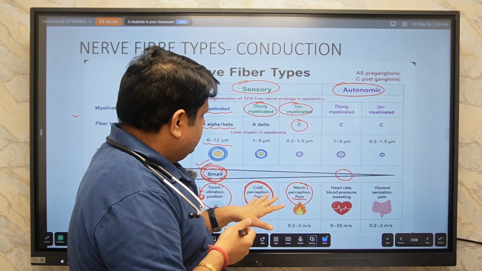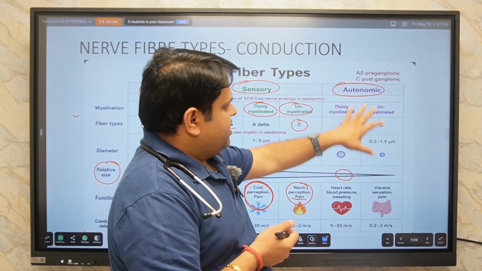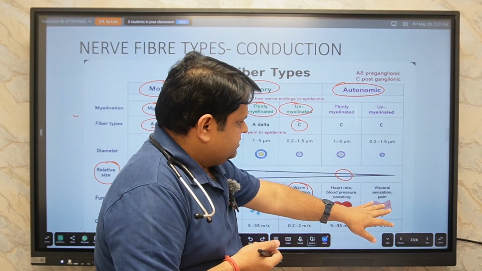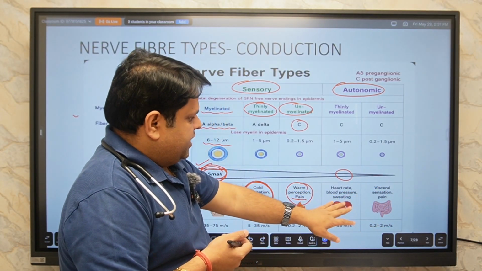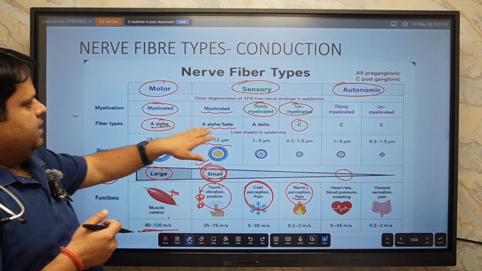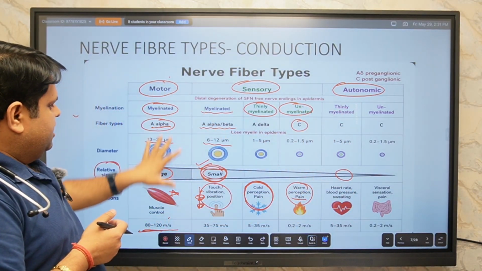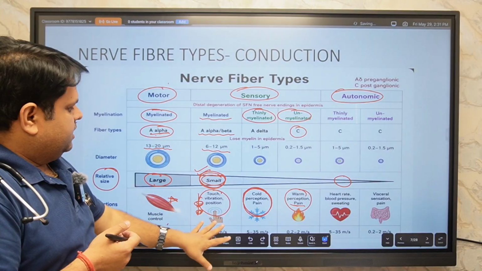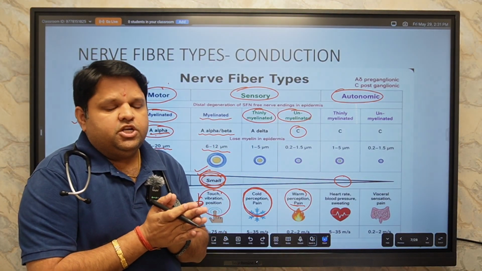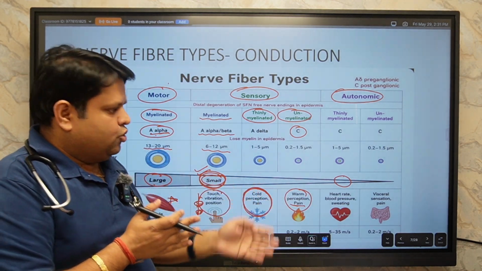Thinly myelinated fibers are the cold fibers and the pain fibers. Unmyelinated are the C fibers, warm. Autonomic fibers are also thinly myelinated or unmyelinated, which control our visceral pain sensation from the gut, heart rate, sweating and blood pressure control. So this is all about the nerve fiber types: A alpha, A beta, A delta and the C type fiber. C is usually autonomic and sensory, A alpha usually controls the motor, and A beta controls proprioception or joint position sense. So this is all about the conduction in the nerve fiber, how it varies from the motor fiber to the sensory and the autonomic fibers.